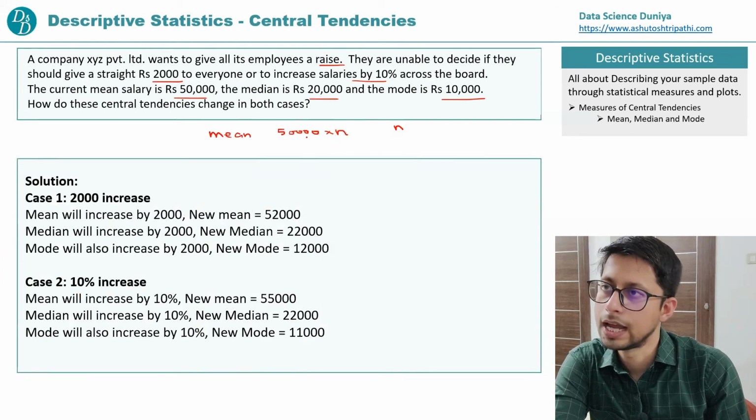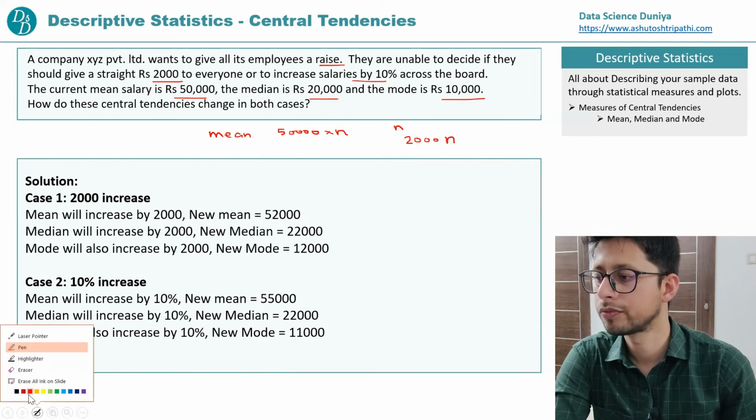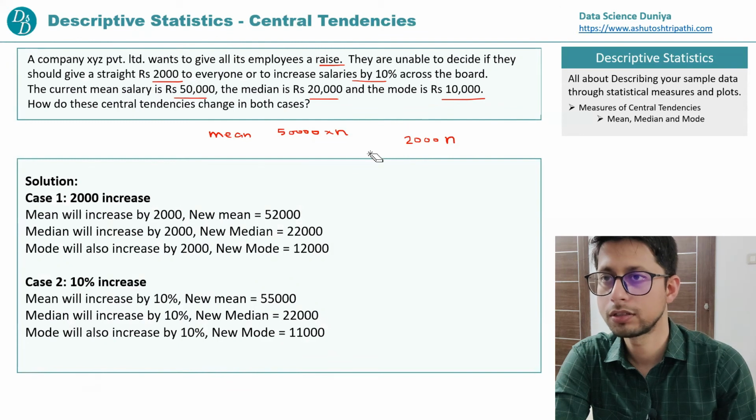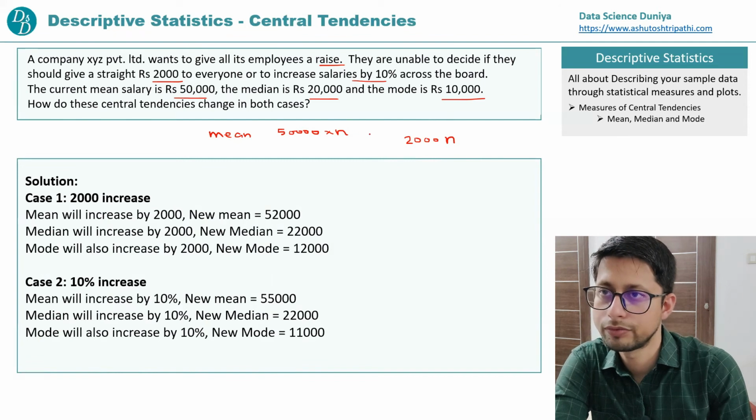So this is the total sum. And if they want to give a hike of 2,000 to each employee, the first employee will get an increment of 2,000, the second employee will get an increment of 2,000, the third employee will also get an increment of 2,000. So the overall burden on the company will be 2,000 times n. This is the extra expenditure, right guys? So if you do 50,000n plus 2,000n, and the number of employees is still n, right?